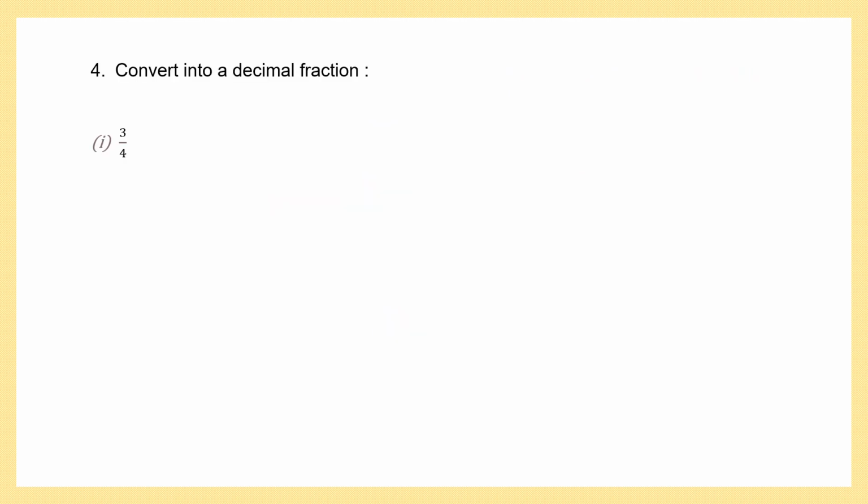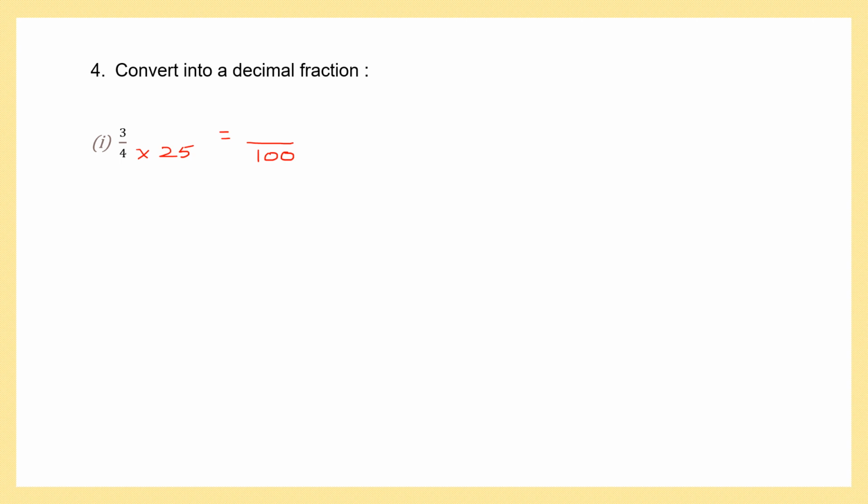Question 4. Convert into a decimal fraction. Now here also the question is to convert this fraction into a decimal fraction. But as you can see, the denominator is not 10 or a higher power of 10. So you have to multiply the denominator with a number that will give you 10 or a higher power of 10. So I need to multiply 4 by 25. If I multiply 4 by 25, what do I get? I get 100, which is a power of 10.